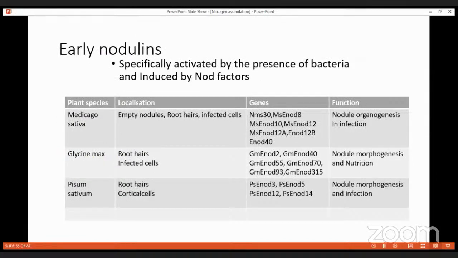So this is the example of early nodulins. It is found in Medicago sativa, Glycine max, and Pisum sativum. Don't need to remember all these things. You can just look at the different kinds of early nodulins: in Glycine max they are ENOD, in Pisum sativum they are PsENOD, then in Medicago sativa they are MsENOD. So early nodulins are classified as ENOD. If in some exams they ask what is ENOD, you can recognize it as early nodulins, the plant proteins produced for the early nodulation event.